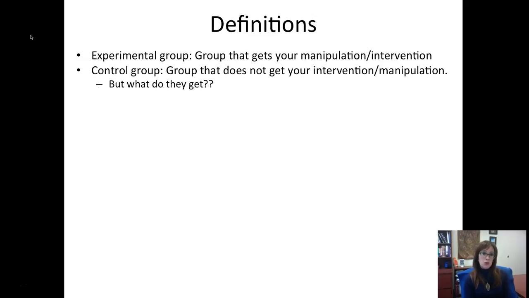But there's also a control group. And a control group doesn't get your intervention or your manipulation or whatever it is that you're looking to see the effects of. A really important question, though, is what do they get? Particularly for behavioral health interventions, it's really important to think about the role of attention. So having somebody pay attention to you, having somebody monitor you, engaging or interacting with somebody, so those social or relational effects.